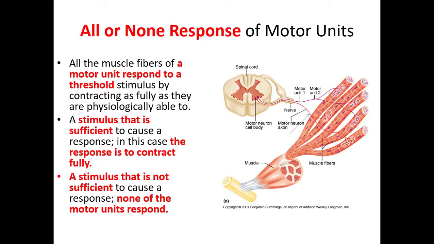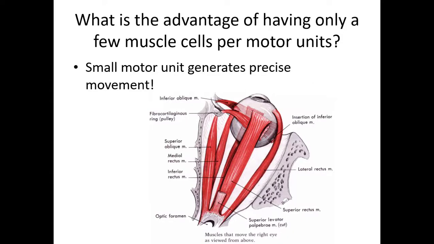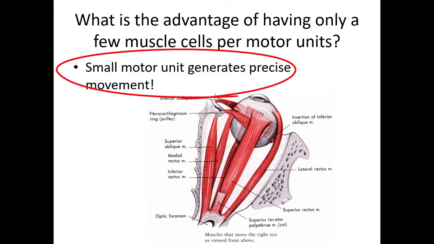Once again, this means that as soon as the alpha motor nerve of a motor unit is depolarized in the spinal cord, the action potential is maximum, and the resulting motor unit muscle fiber contraction is maximum. This is the origin of the all or none principle. You either do or do not have an action potential and a recruited motor unit. The advantage of having only a few muscle cells per motor unit is that small motor units generate precise movement, like a muscle of the eye.